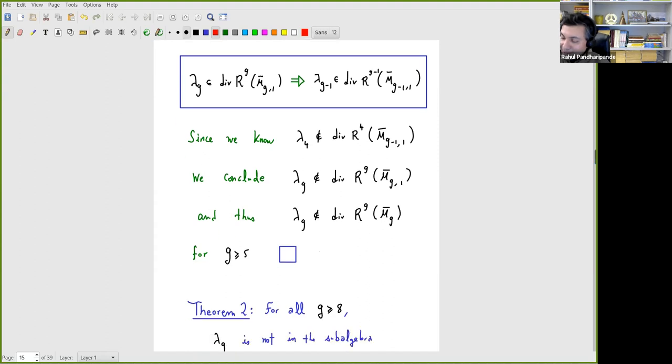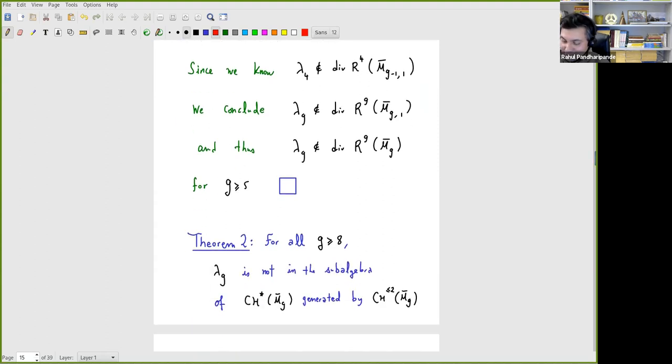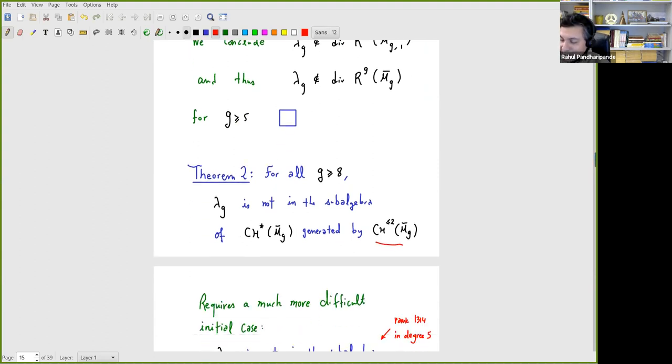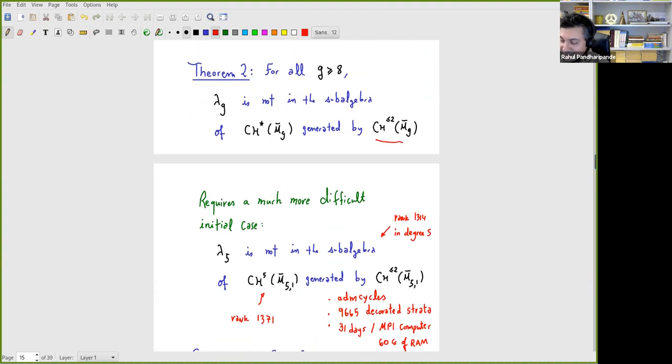Then you could say, all right, what about codimension 2 classes? That's also false. This is a much harder calculation. But it turns out for all G greater than or equal to 8, lambda G is not in the subalgebra generated by codimension 1 or 2 classes. To do that, you basically use the same boundary argument, but the difficulty is the initial case, because of course it's going to start out being in this algebra. The first initial case is a much more difficult one: lambda 5 is not in the subalgebra of M5,1 bar generated by codimension 1 and 2 cycles. This is the first time it fails, and this is a much more serious calculation.